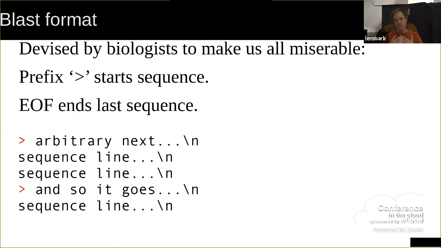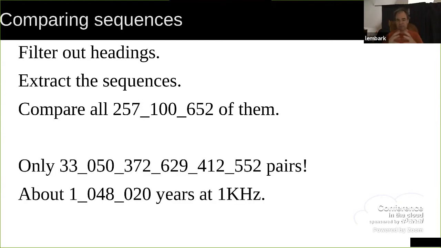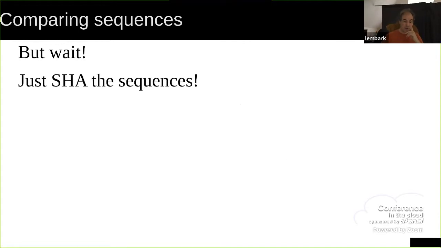I mean, it starts as BLAST format, which looks like greater thans followed by a header line. And the header line can be a megabyte as long as it ends in the first newline. Then it gets sequences and another header. End of file ends the last sequence. So there's no real marker for end. To compare all of these, I've got to filter out the headings. I then extract the sequences. If I wanted to compare them, that's this many pairs for an upper triangular. And at a kilohertz, call it a million years. That might not be fast enough to keep up with the release cycle from NCBI. So I had to figure out a better way.